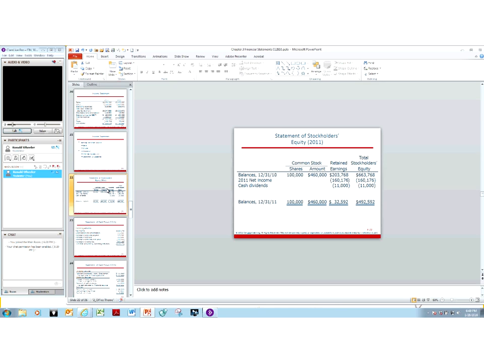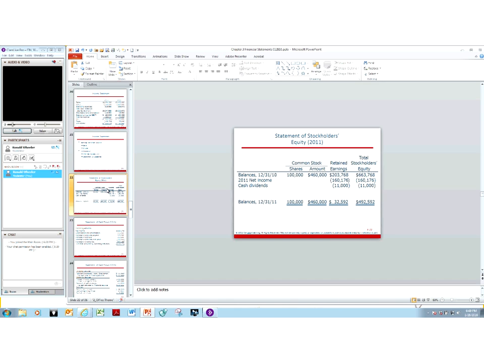So we've talked a lot about the income statement. Let's move now to the statement of stockholders' equity. This is different than what we've been looking at, in that it is more of a roll forward schedule. It starts with the balance at a beginning point in time. You can see it starts with balances at December 31st of 2010, and then it walks through the types of activities that occurred during the year.